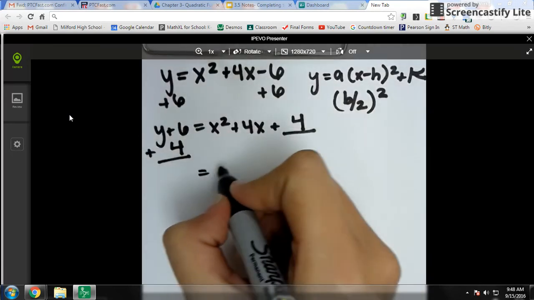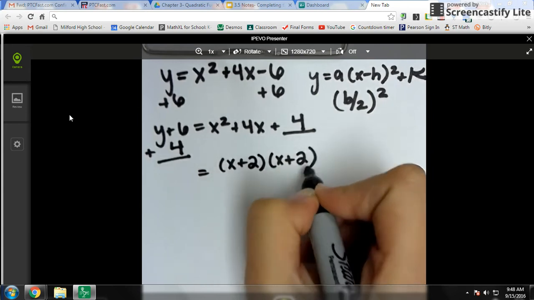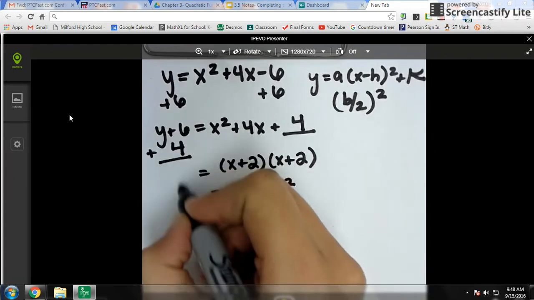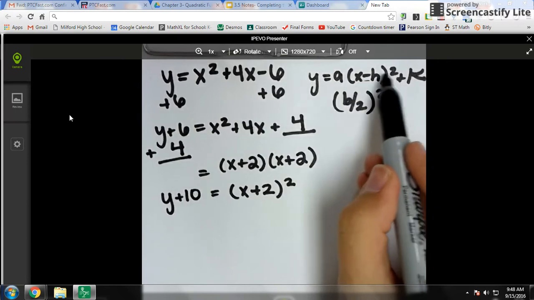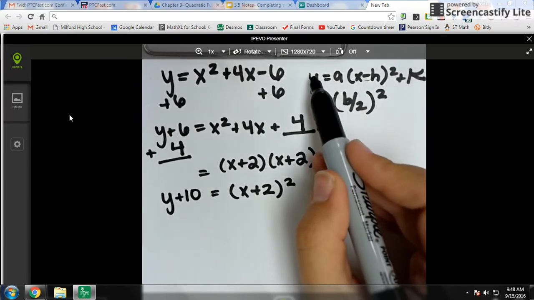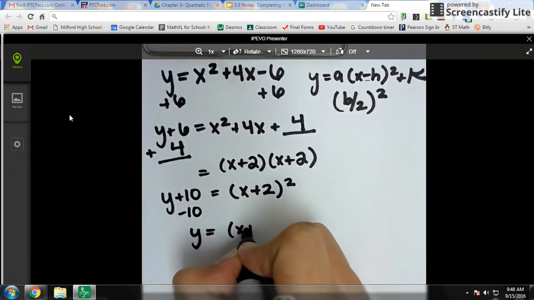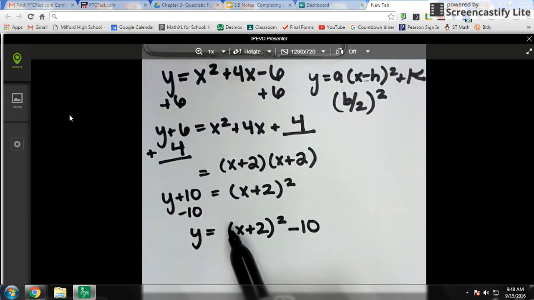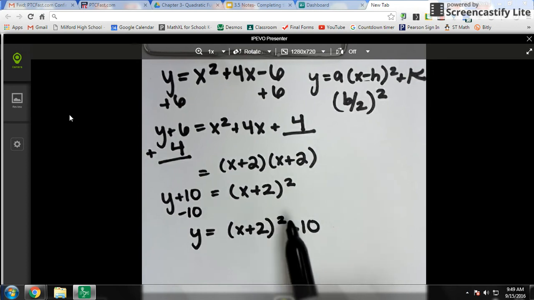Now over here we'll have our perfect square trinomial, which will be x plus 2 times x plus 2, which we can write as x plus 2 squared. And over here we'll have y plus 10. Now this looks a little bit more like vertex form. We just need to get y by itself now. So now we have y equals x plus 2 squared minus 10. And our a value here is 1. Now it's in y equals a times x minus h squared plus k vertex form.